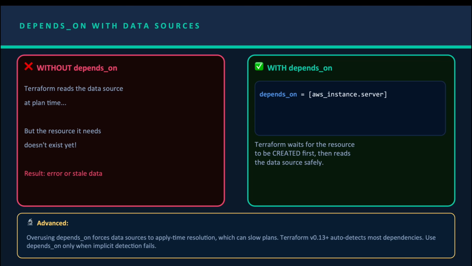So there is an advanced note. Overusing depends_on forces data sources to apply-time resolution, which slows down plans. Use it only when Terraform's automatic detection fails.